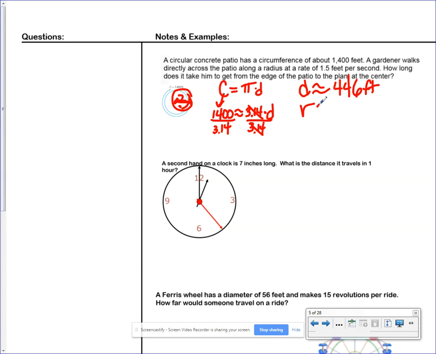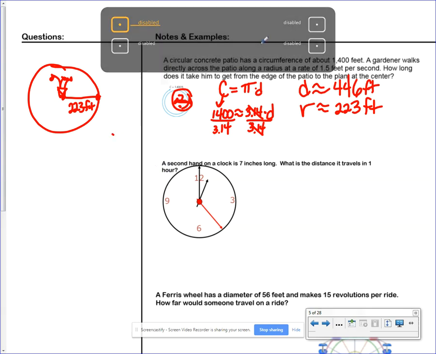First, let's find what the radius is equal to. Divide diameter by 2. Now, we're not quite done yet, okay? So over here, I'm going to draw another circle. So I know that from the edge to the center, this is 223 feet. There's some sort of planter here, in a pot, with pretty flowers in the center of this thing.